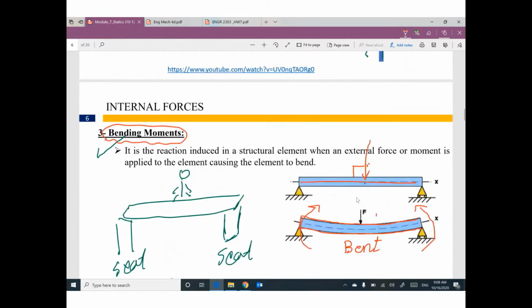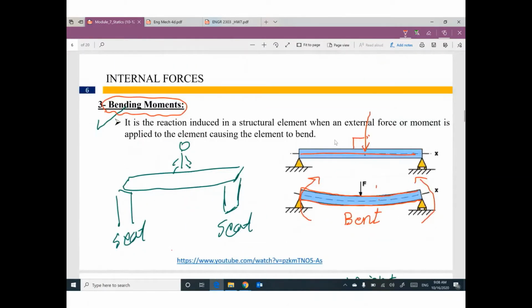We have a force and we have distance. If you multiply force by distance, you can get a moment. This moment would like to bend the member. So we have three different types of internal forces.